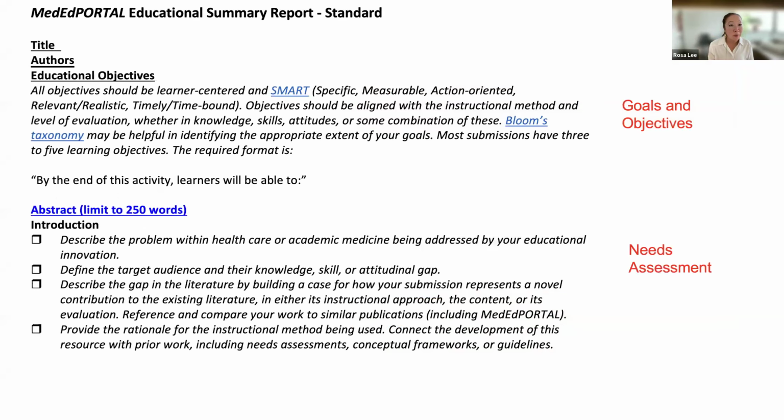So I just pulled this from our website. This is what the ESR includes, and you can see this when you just Google it on MedEd Portal. But all of their requirements for their educational summary report really address a lot of these elements of curriculum design and implementation that we've talked about, right? So they want you to identify SMART objectives and write them as such, right? They want you to think about Bloom's taxonomy, to think about the extent of your goals, like what you can accomplish. In your abstract, you have to have an introduction, which is really the needs assessment, demonstrating that you've done this needs assessment, that you've looked in the literature.